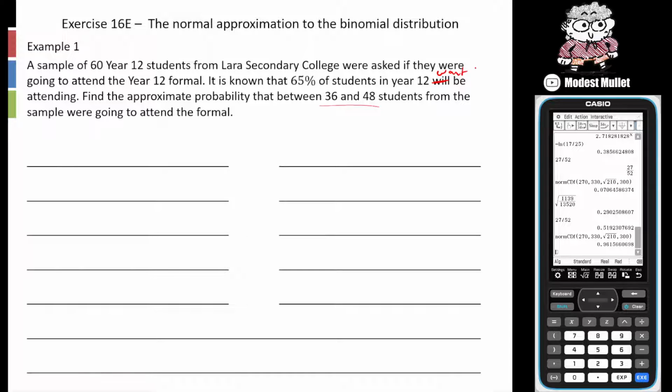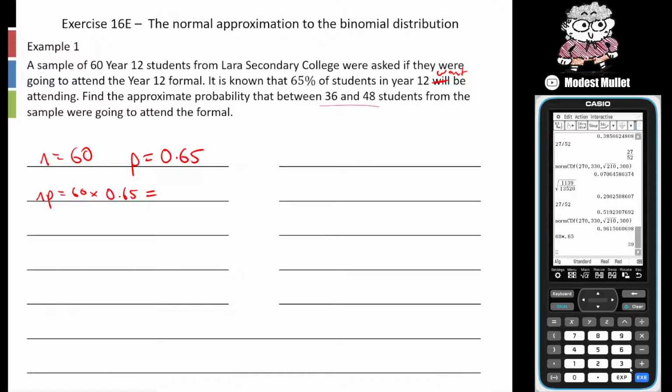will be attending, it's probably better to say that they want to attend. That's probably a better scenario, because if it was 65% going, you'd just find 65% of 60 and say that's what it is. But we know 65% want to. So in this case, n is 60 because there's 60 students. The probability of them wanting to go is 0.65 for each individual student. And we want to check if we can model this with a normal distribution instead. So np is 60 times 0.65, which is 39.